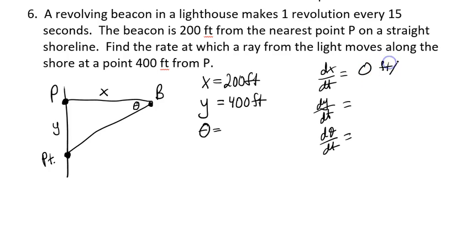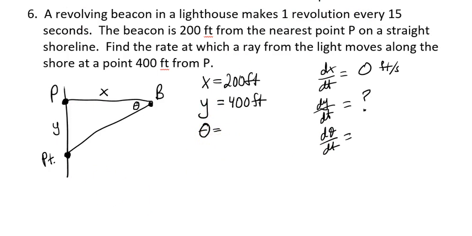And dy/dt is actually what we're trying to find, because we're trying to find the rate that the ray of light is moving along the shore. And so that is how y is changing. And so that is our question mark. Now, the dθ/dt is actually coming from that one revolution every 15 seconds.